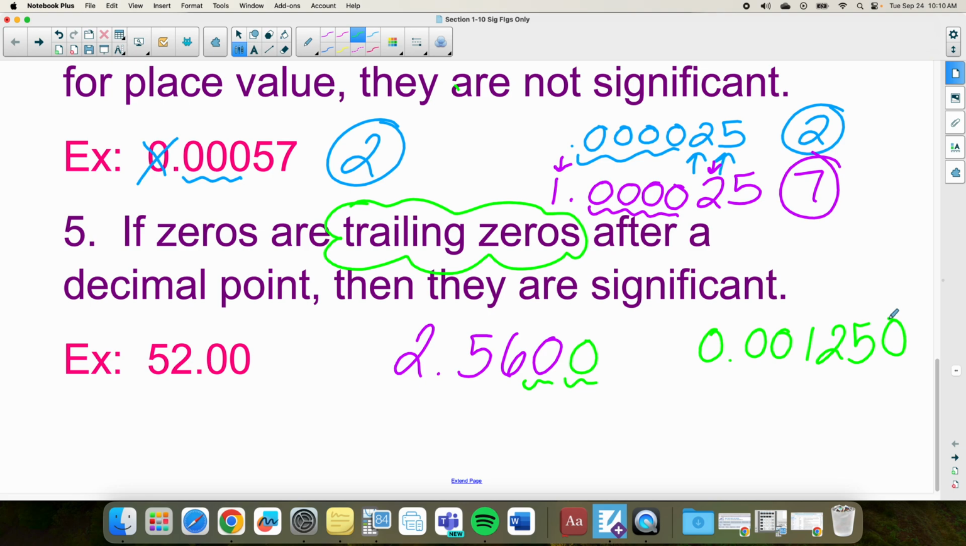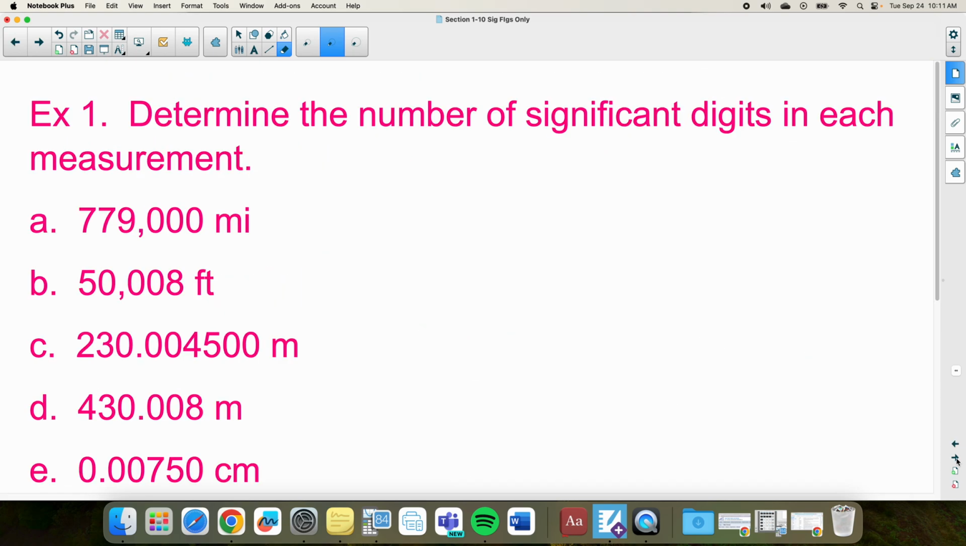So if you had something like 0.001250, what do you guys think that would be? Do you think I would count these 3? No. Do I count that one? Yeah, because it's a trailing 0, right? So do you guys get it would be 4? What if I changed it and I put a 1 there? Then do I have to count them all? Right? Okay, perfect. So let's try to go over some examples and see if you get it.